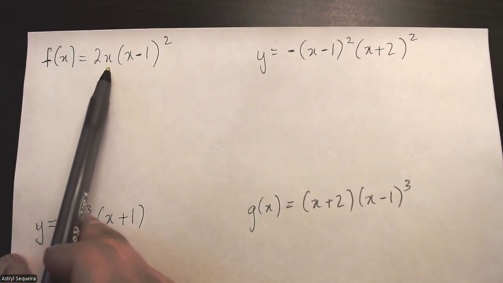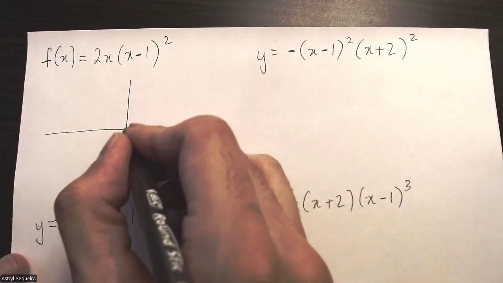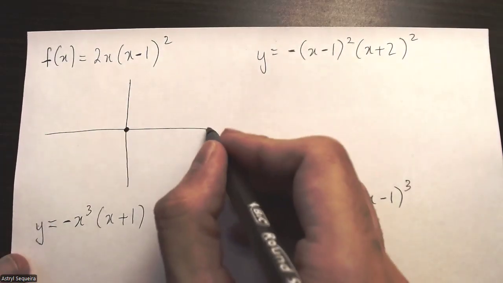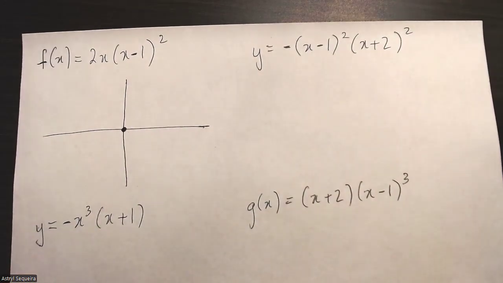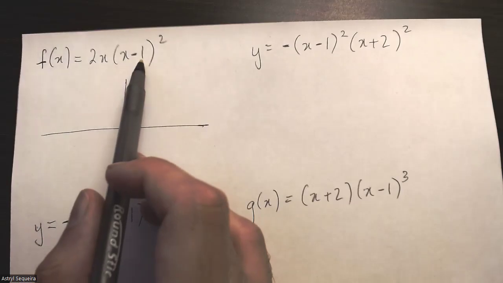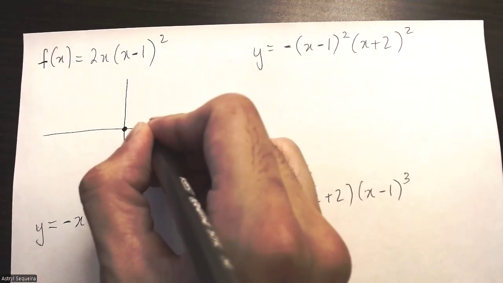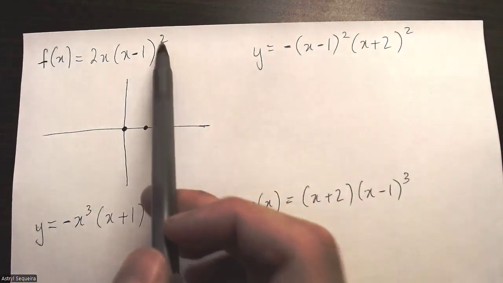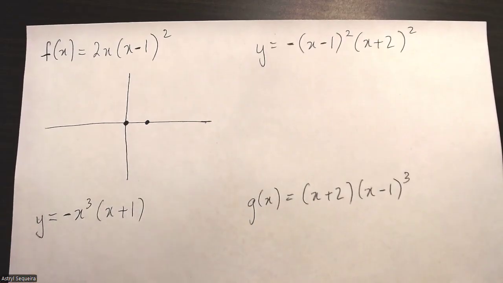I have a common factor of x, so that gives me an x-intercept of 0. And if I ever have an x-intercept of 0, I also have a y-intercept of 0, so I don't need to find the y-intercept here. Then x minus 1 squared gives me an x-intercept at positive 1. And since it's squared, that's going to bounce off the axis when I pass through that point.